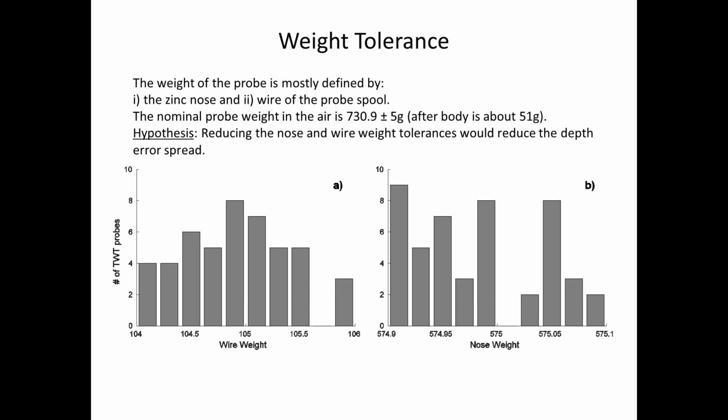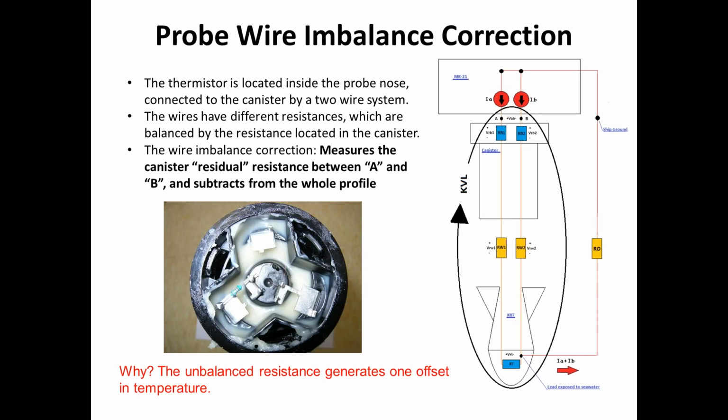And so it's just to show how it varies in our experiment, the tight weight tolerance probes. We reduce this variability to 2 grams in the wire weight, and the nose weight goes to 0.2 grams. So we reduce the total variability from 5 grams to about half of it, and we'll see how it improves the temperature. Now I'm going to talk about the corrections.